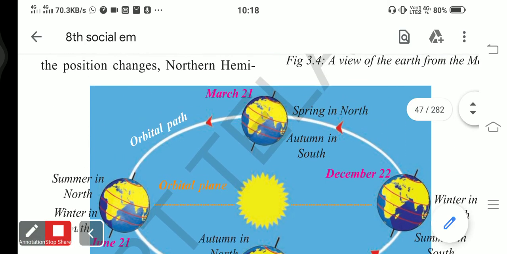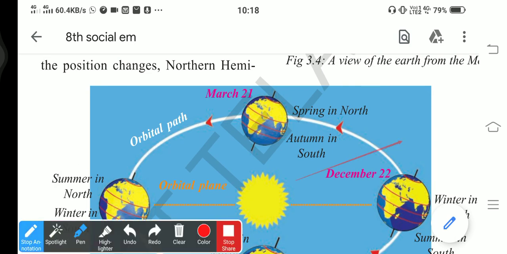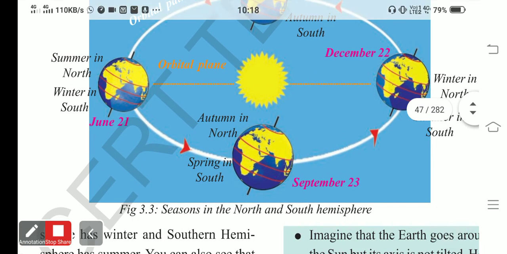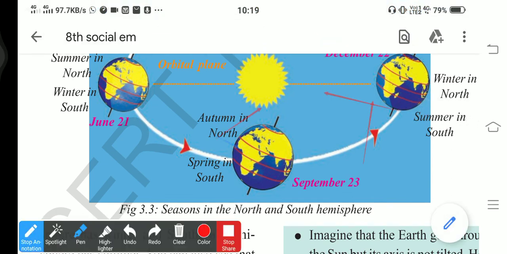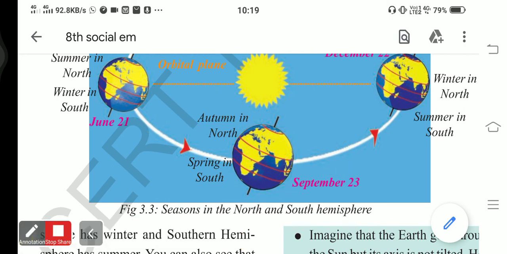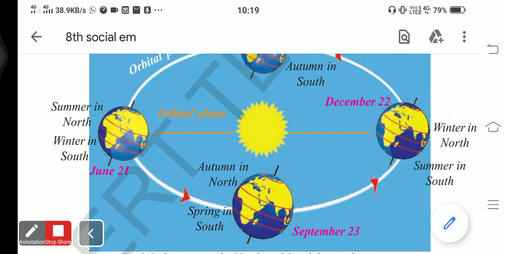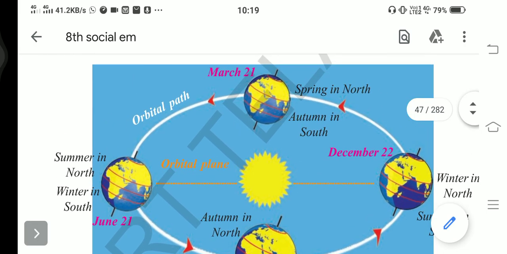Then coming to March, here it is March 21st. You see that the sunrays fall vertically on the equator, the middle line, on March 21st, right? Similarly, on September 23rd, we see that the sunrays fall vertically on the equator, that is here, right? So there are different positions of getting insolation at different places. That is, earth's rotation and revolution bring differences in places in absorbing heat.